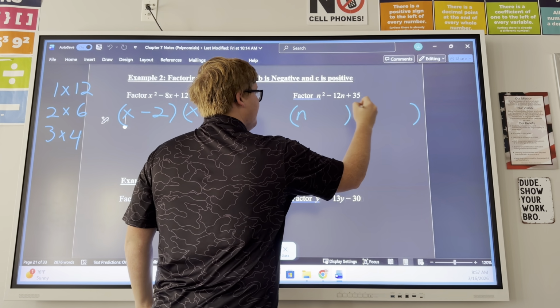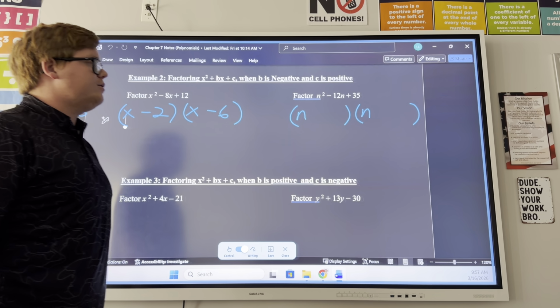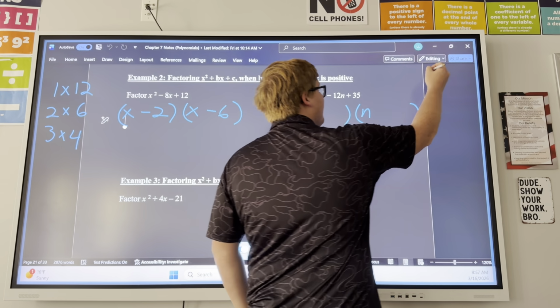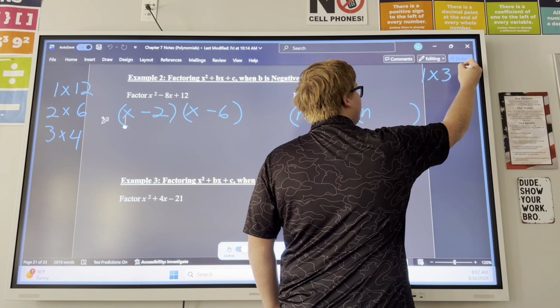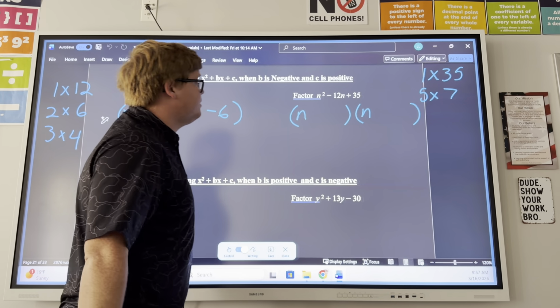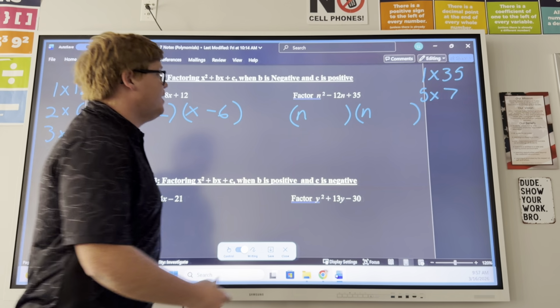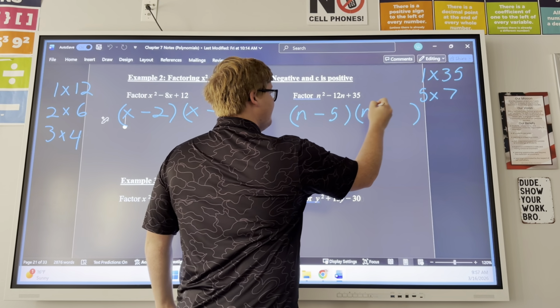Again, we just put our n and our n because we cannot pull out a GCF. Let's look at the factors of 35 that we could use to equal 12. We have 1 times 35. We have 5 times 7, which is the one that I would probably use. Because I know 5 plus 7 is 12, but it has to be negative. And I also know a negative times a negative is a positive, and that's what we want. So we'll just go ahead and make these both negative. Negative 5, negative 7.